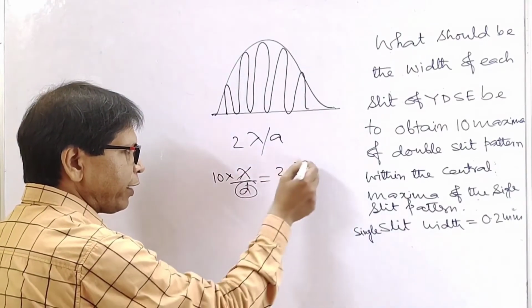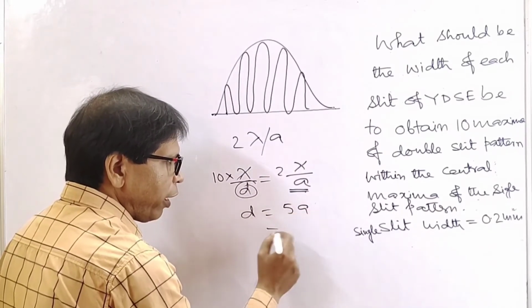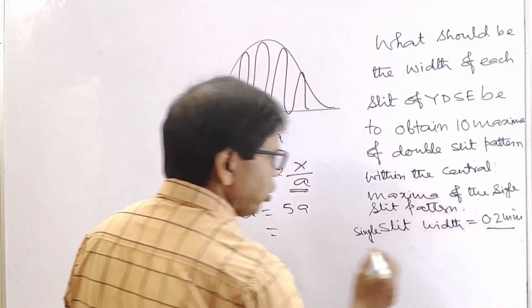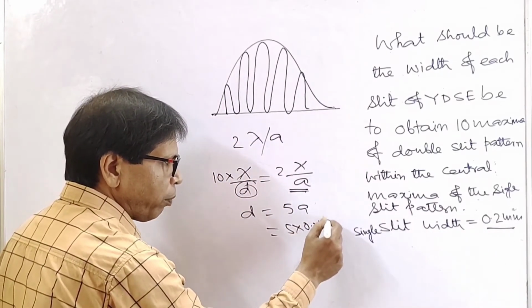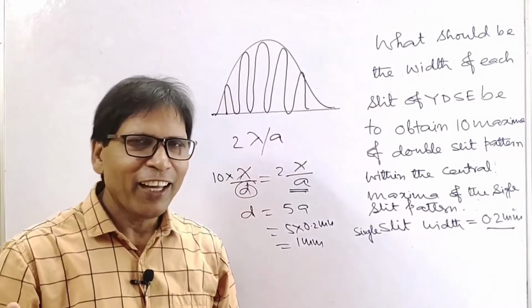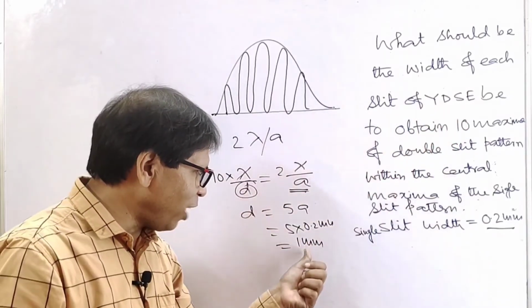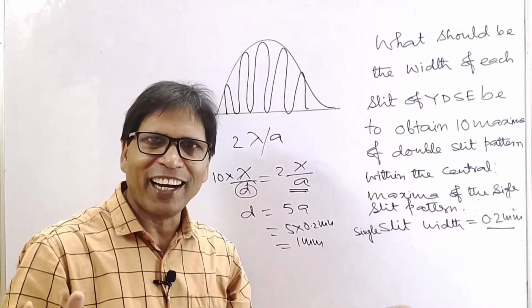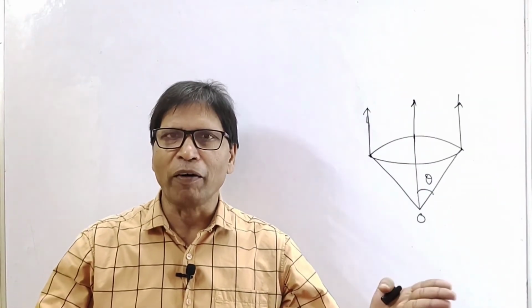Look at this, the λ cancels out. So d becomes 5 into a. Now a is equal to 0.2 millimeter, so 5 into 0.2 mm. So this is 1 millimeter. Okay. So the width of each slit of YDSE is equal to 1 millimeter. Understood? Now next. Now look at this, resolving power.